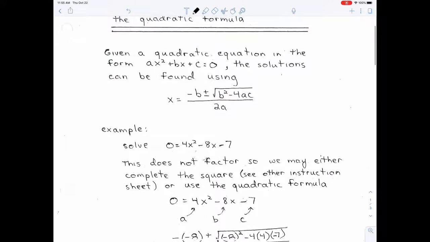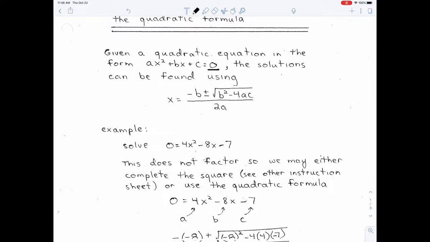Okay? So first of all, again, what has to be true? It has to be equal to 0, and it has to be quadratic. Now, what you need to do is figure out what A, B, and C are. A is not the first thing, B is not the second thing, and C is not the third thing. A is the coefficient of the x squared. B is the coefficient of the x, and C is just the constant. And you just have to memorize this formula.